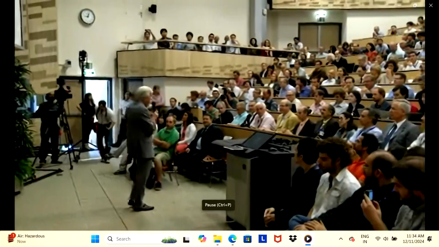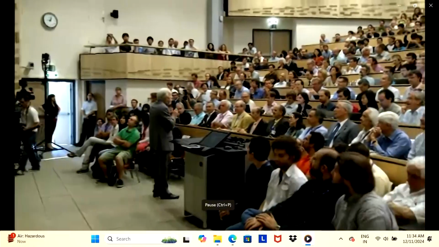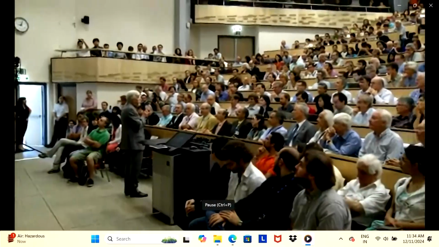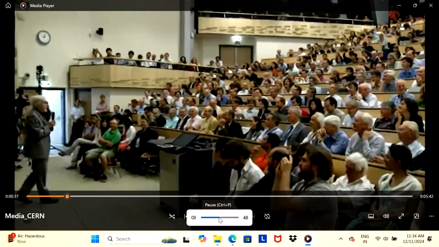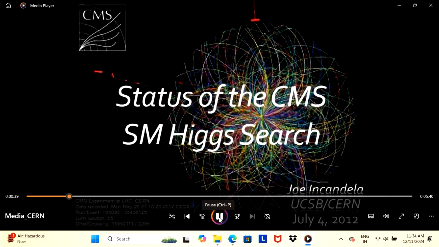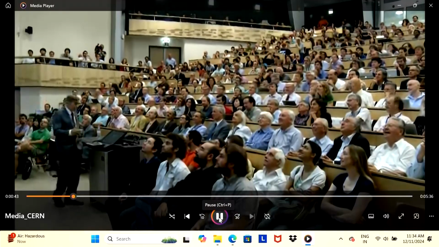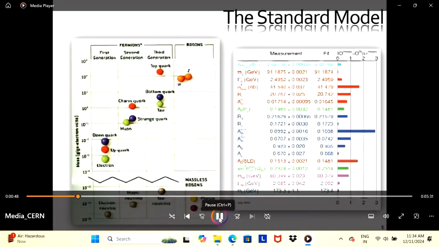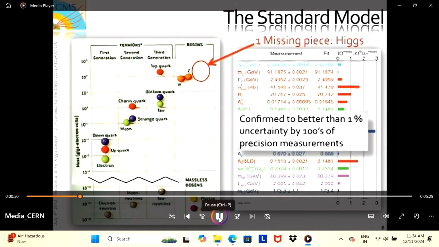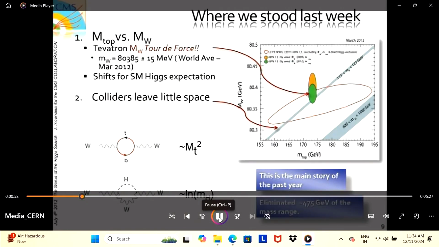Today is also a special day because we hear two presentations from the two experiments, ATLAS and CMS, on their update on a search for a certain particle. I will give the status of the CMS Higgs search. The standard model is shown here. This is what we know. These are the particles making up the standard model that we've known and seen up till now. But there's one piece that's missing, and that's what we call the Higgs.